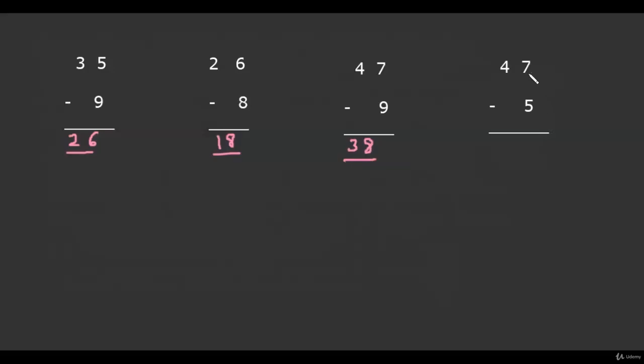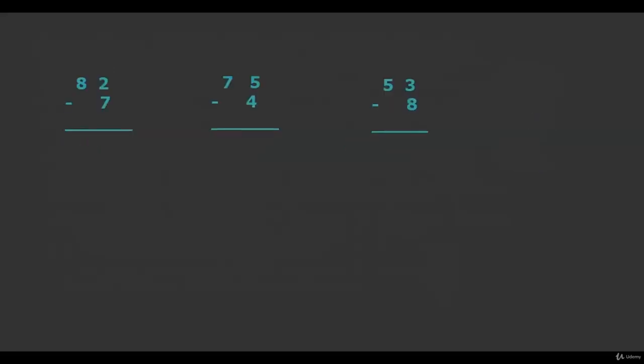Now in this case 7 and 5 are matched numbers. So we will just drop 4 over here and simply subtract 5 from 7. That gives us 2. So 42 is the answer. Now let's do more examples and we will try to be faster.